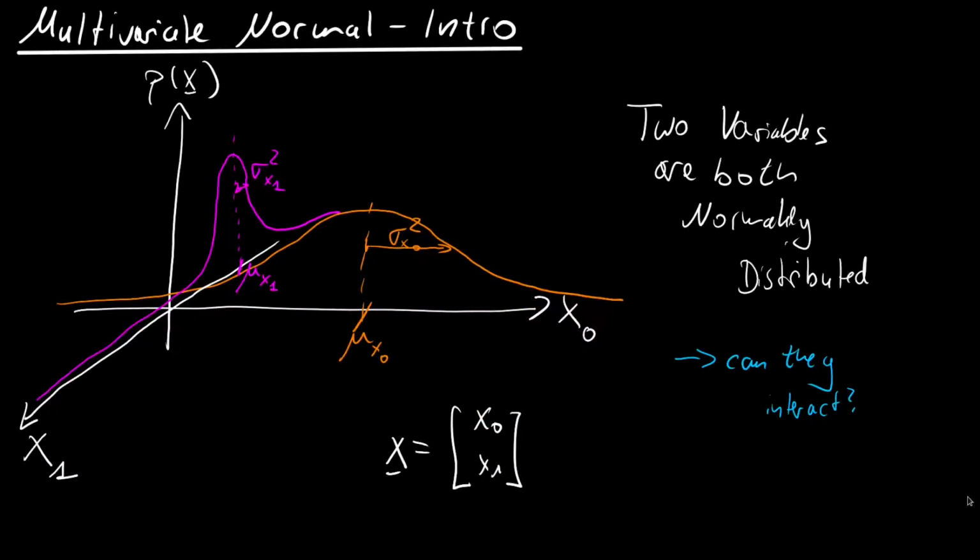Hi, the agenda for this video is that we will first give an intuition for the multivariate normal. We will look at visualizations and some aspects that are relevant for computing the multivariate normal. In the end, we will then look at TensorFlow Probability.